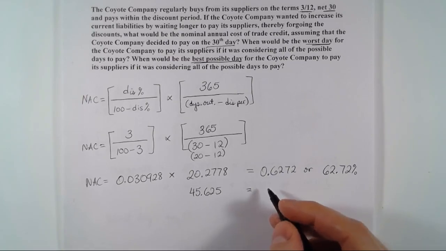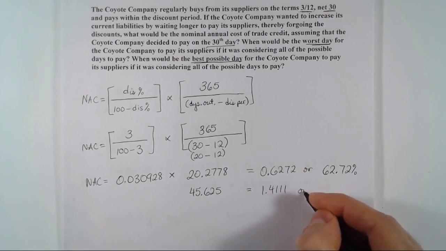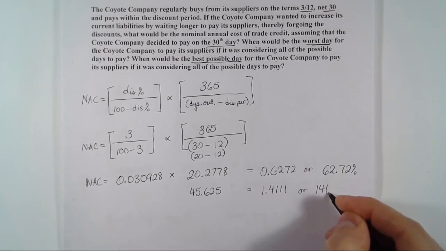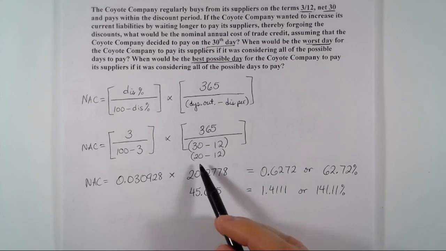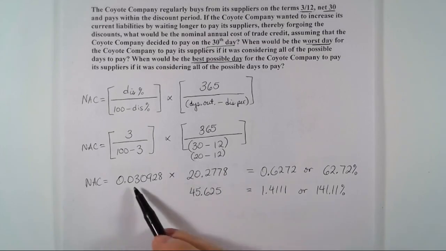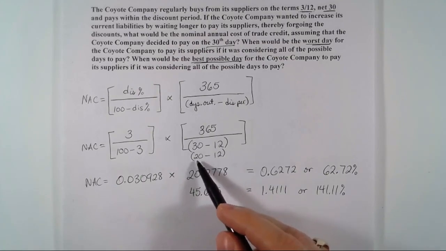Okay, so if you pause the video to work that out, what you should have gotten is 1.4111, or in other words, 141.11%. So that's obviously awful. And basically what that means is if the Coyote Company pays on the 20th day, they incur this penalty of approximately 3%, but they only got an extra 8 days to pay.